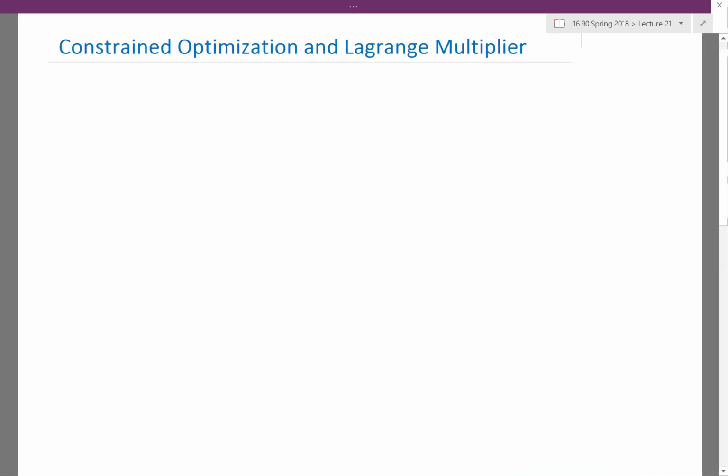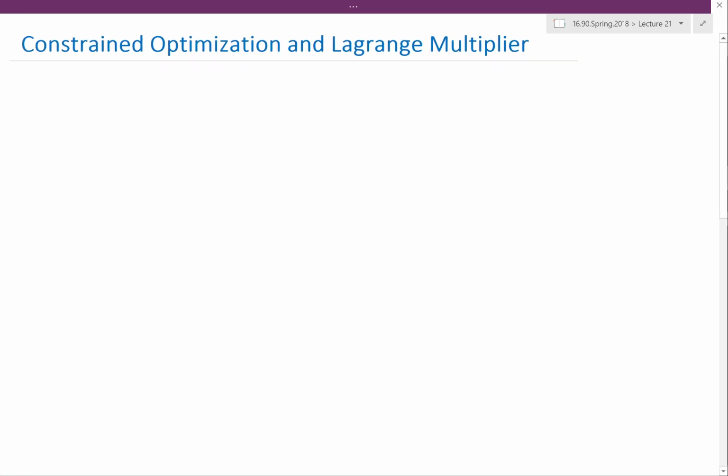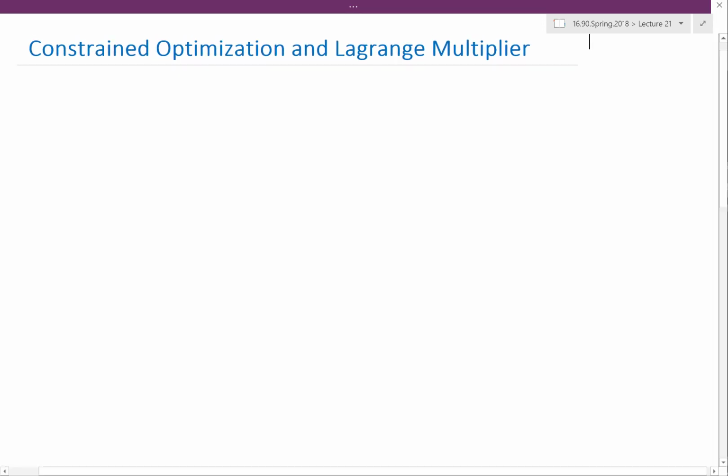So now we are going to the constraint optimization territory. Constraint optimization could be a lot more complicated than unconstrained optimization, in that we not only have objective functions, but we also have constraints we need to satisfy.